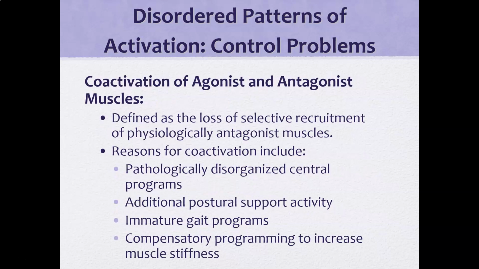Okay. What about if you have co-activation of the agonist and antagonist muscles? Right, so if your quads and hamstrings activate at the same time, that's defined as the loss of selective recruitment of physiologically antagonist muscles. Reasons for co-activation include pathologically disorganized central programs, additional postural support activity, immature gait programs, compensatory programming to increase muscle stiffness.